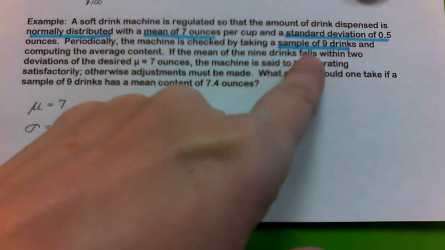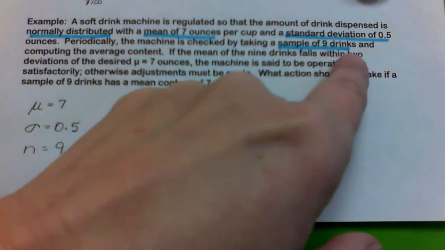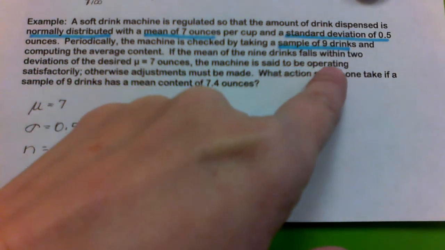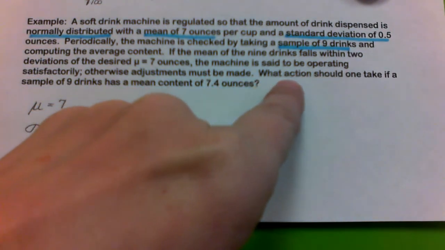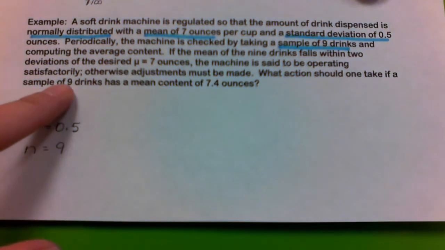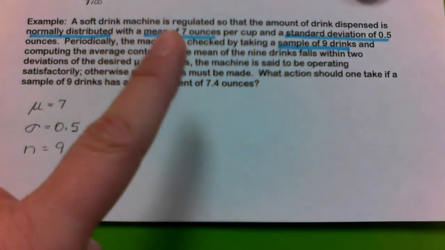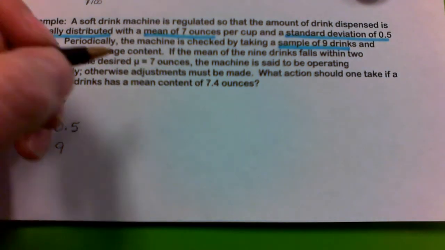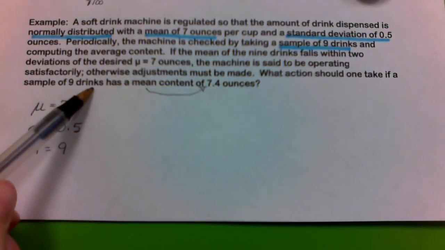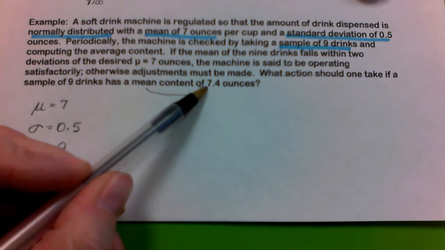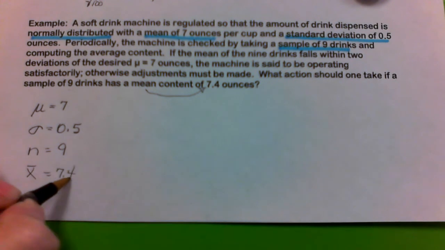If the mean of the 9 drinks falls within 2 standard deviations, the machine is said to be operating okay. If not, actions would need to be taken. So what action should we take if a sample of 9, so n equals 9, has a mean content of 7.4. Okay, here's where you need to be careful. This mean of 7.4 refers back to the 9 drinks. So this mean is a sample statistic. So that is X bar equals 7.4.